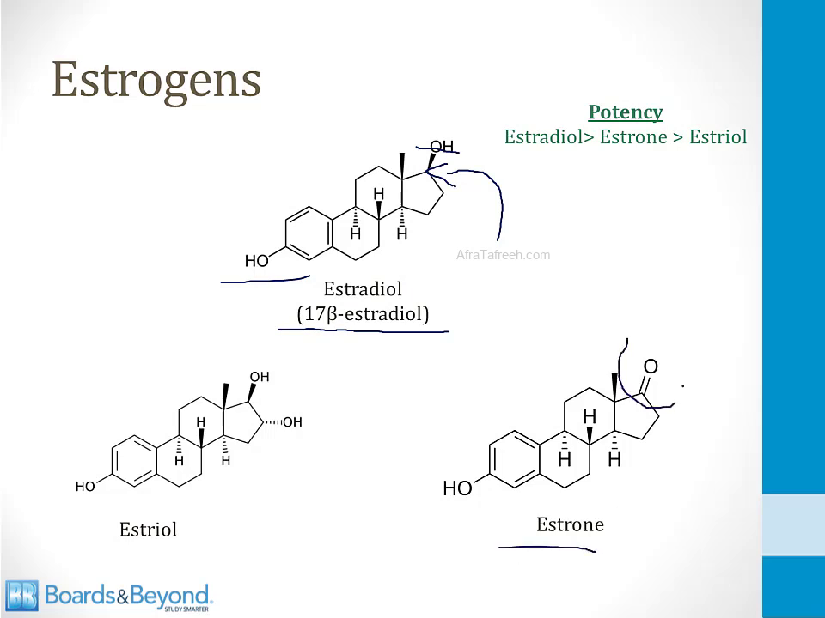Estrone has a ketone group where estradiol has a hydroxyl group, and estriol has three hydroxyl groups. And the potency is such that estradiol is the most potent estrogen, estrone is in the middle, and estriol is the weakest of the three estrogens.